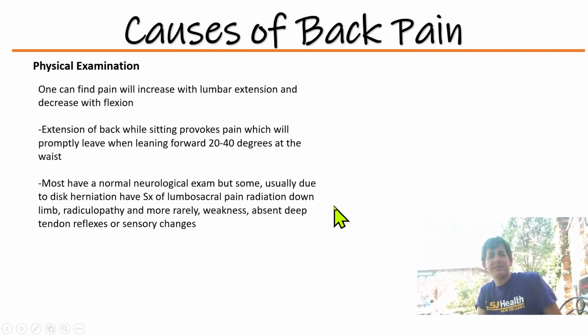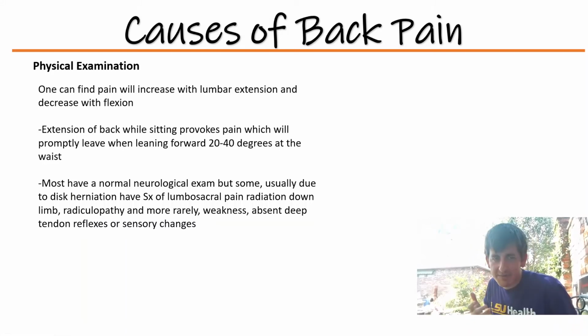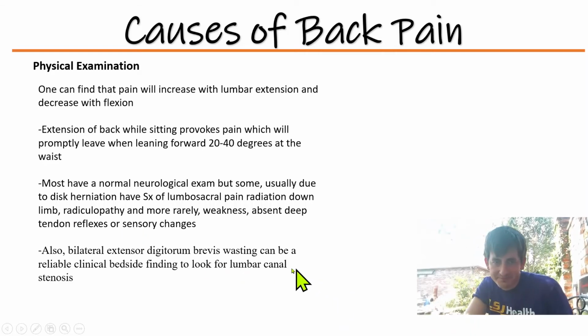But most patients will have a normal neurological exam, but some, if they have disc herniation, they might have symptoms of lumbosacral pain, radiation down the limb, radiculopathy, and more rarely, weakness, absent deep tendon reflexes, or sensory changes. This is a very reliable finding: bilateral extensor digitorum brevis wasting.